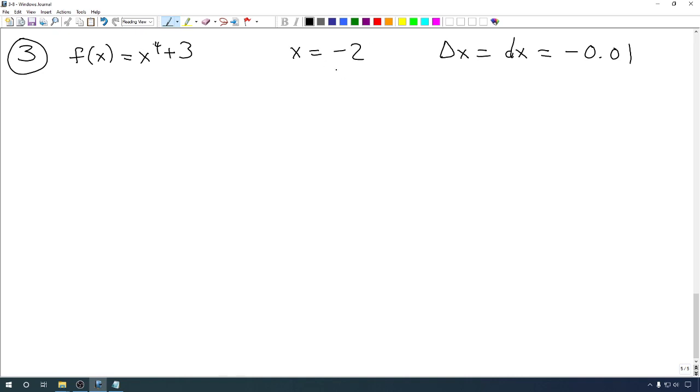Well, if we start at negative 2, and we change by this delta x, this negative 0.01, we're looking at the number negative 2.01, because we're just adding those two together. And essentially they're asking us to approximate f of negative 2.01. We're going to use differentials to approximate this, and we're also going to plug into a calculator just to check our answer.